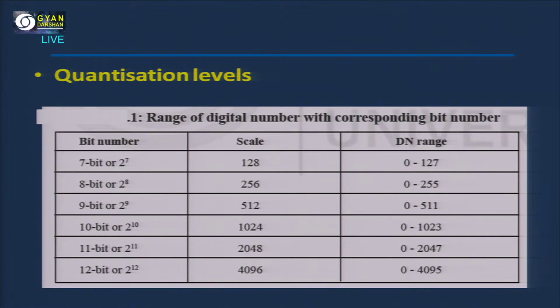Now we were talking about the quantization level. Depending upon at what quantization level the image has been digitized, the range of values will differ. So this table gives an idea about the different quantization levels. Here it is shown as bit number, and the right column shows the DN range. As you can see, as the bit increases, the quantization level increases and the range of values increases. We will again discuss the quantization level on some other slide while discussing the characteristics of images.